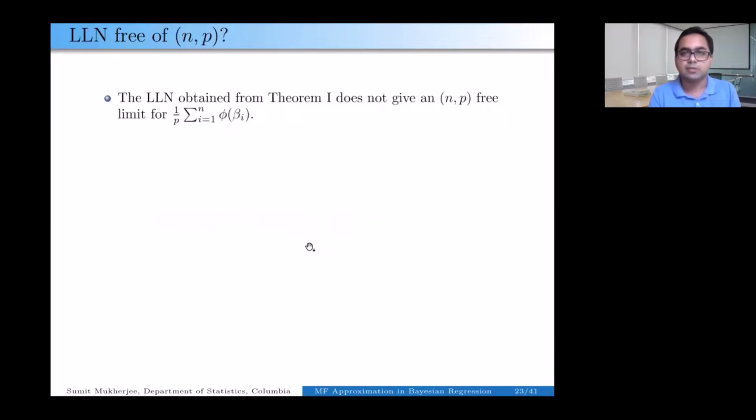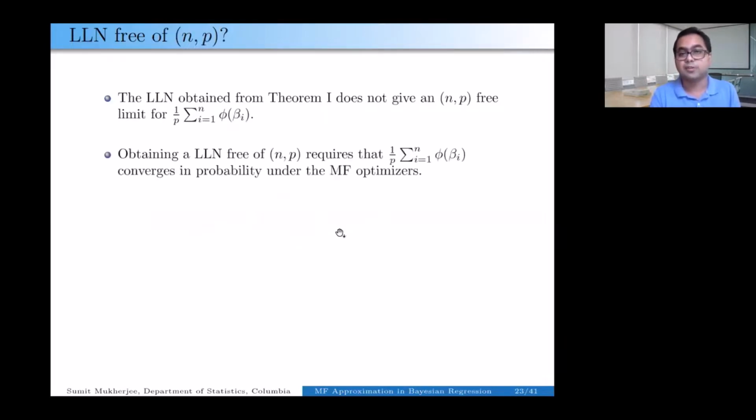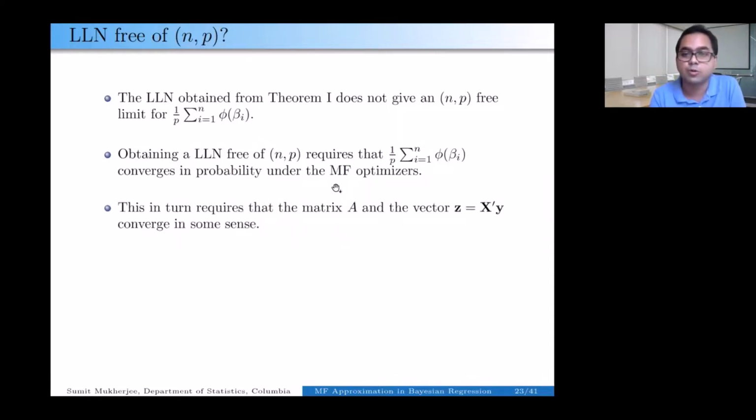Now, a law of large numbers free of n and p. What we gave was a law of large numbers which depends on n and p, because these optimizers depend on n and p. If you want a law of large numbers free of n and p, then we need to assume more. We need to assume that this matrix A converges in some sense and the vector Z converges in some sense.